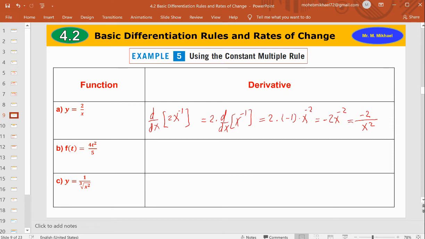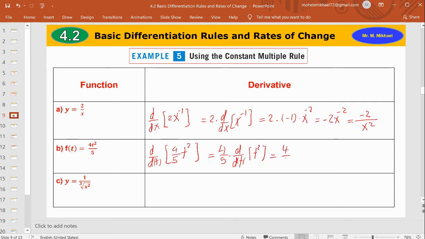Part B. We are given a function, but the variable this time is not x. F of t equals 4t squared over 5. I need to get the derivative of this function. So my job is to get the derivative d of dt, remember, guys, we're not using x this time, of the following function: 4 over 5 t squared. By the constant multiple rule, I can take the constant 4 over 5 outside this derivative and get the derivative of the variable t squared.